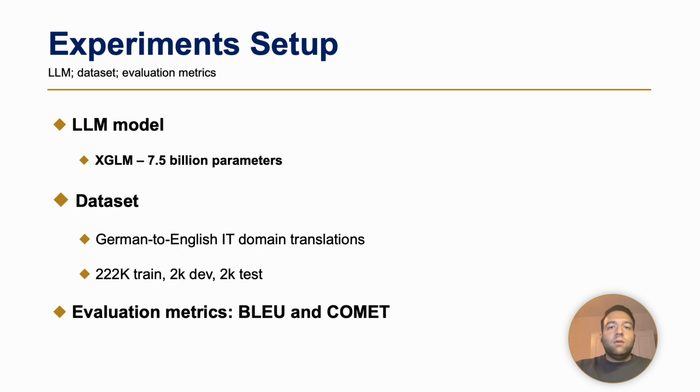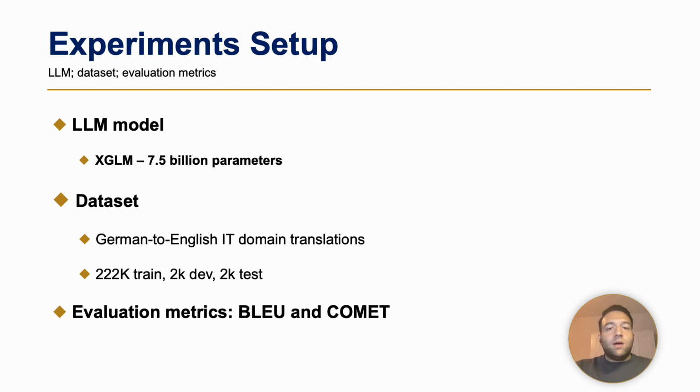In our experiment, we used the XGLM model because of its strong performance in machine translation and to ensure a fair comparison with previous research. Specifically, we used the 7.5 billion parameter version of XGLM and its tokenizer from Hugging Face. We worked with a dataset of German to English translation first in the IT domain.